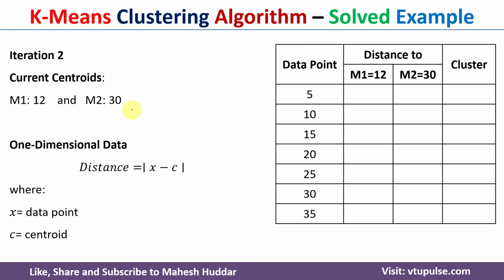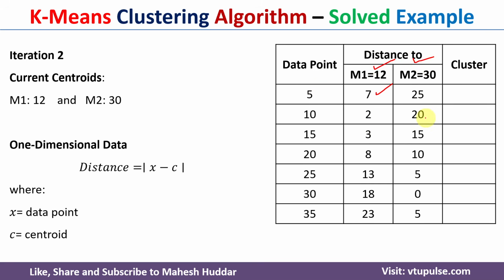In the second iteration, we will use the refined centroids, those are 12 and 30. Here also we need to calculate the distance from the data point to the centroids 12 and 30. To calculate the distance, we use this formula, that is the absolute difference between x and c. For the first data point, the difference is 5 minus 12, which is equal to minus 7. So the absolute value of minus 7 is plus 7. Similarly, we need to calculate the distances from the data point to the first centroid and the second centroid.